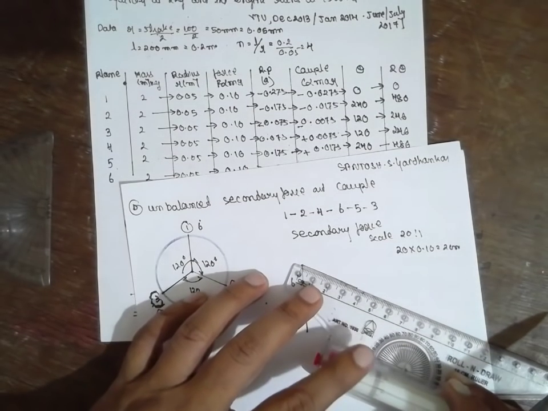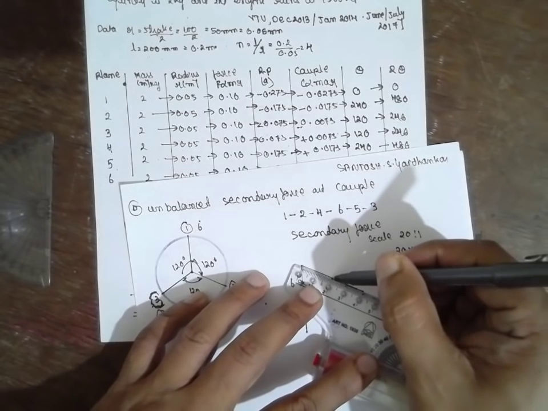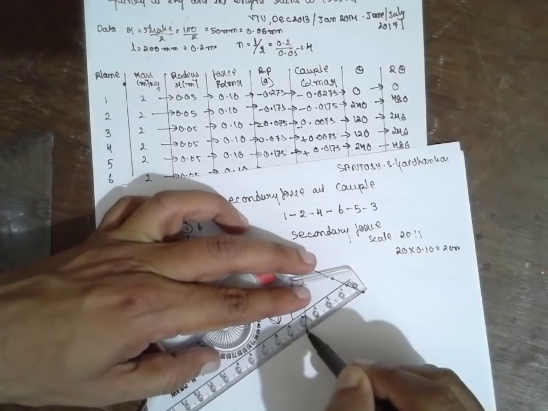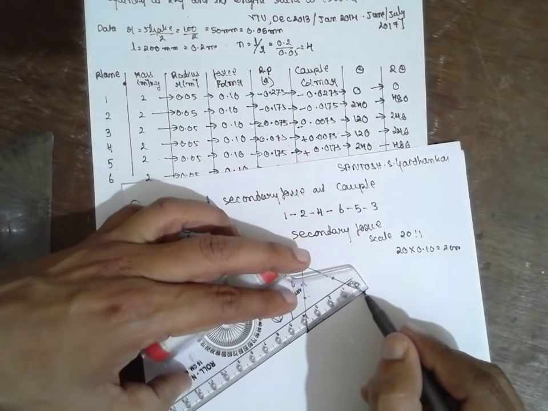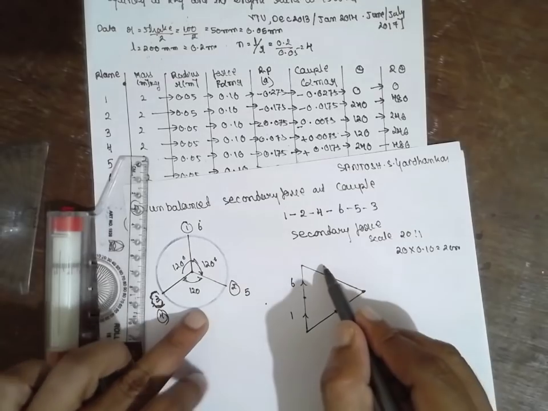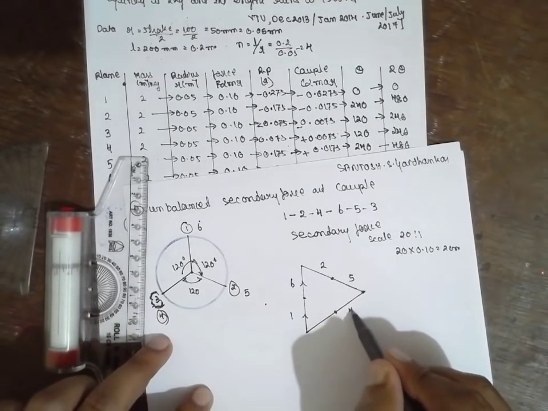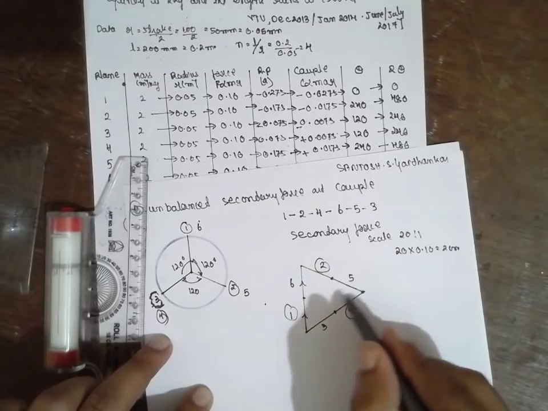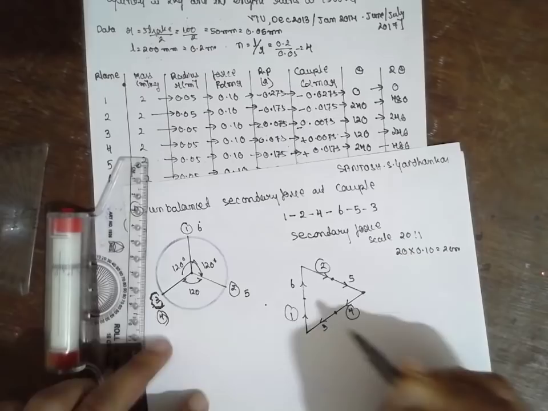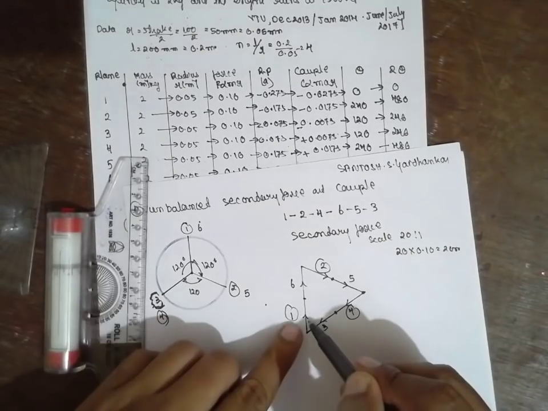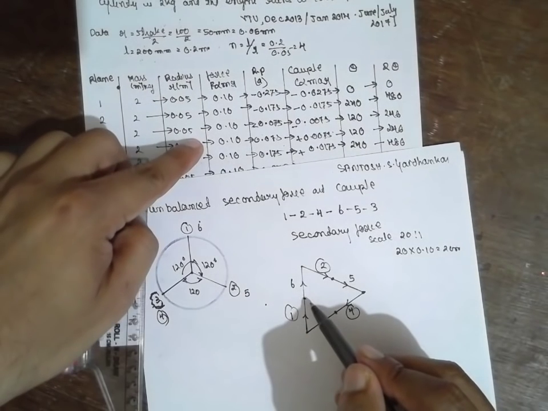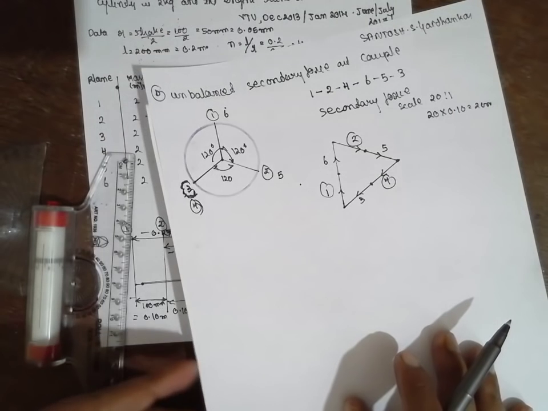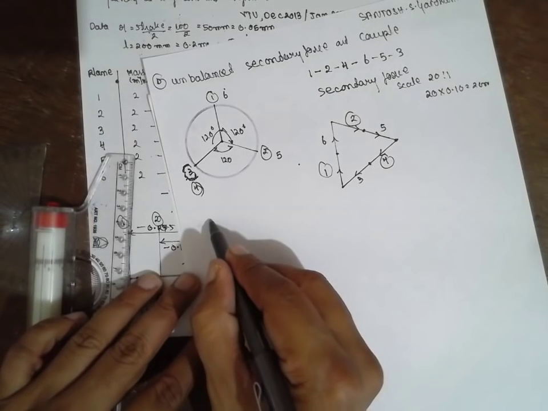With the help of this parallel line, we can draw 4 cm. 2, 2. Next, complete this one. Now this will be what? 2 and 5. This will be 4 and 3. Two centimeter, arrows will be in this direction. You have to close the loop. Why are the arrows in the upward direction? Because everything is positive. If there is a negative sign, you have to reverse the direction. This completes the primary couple.